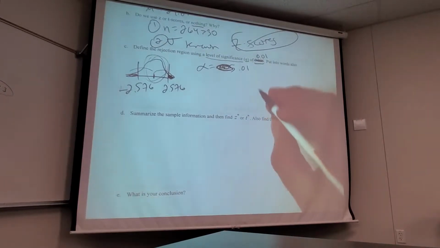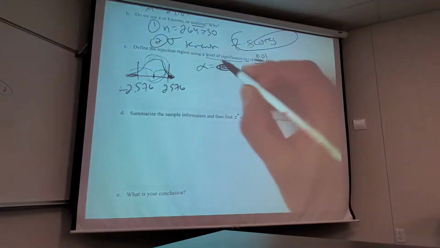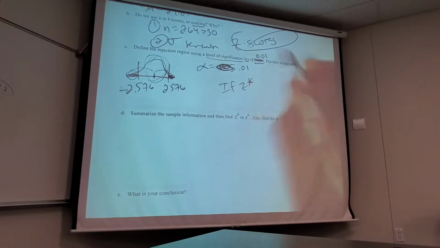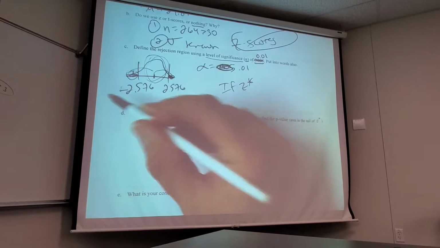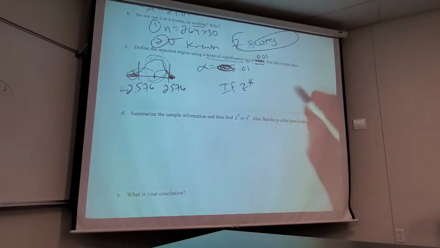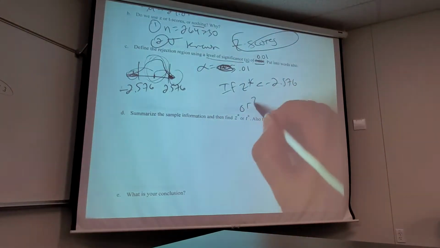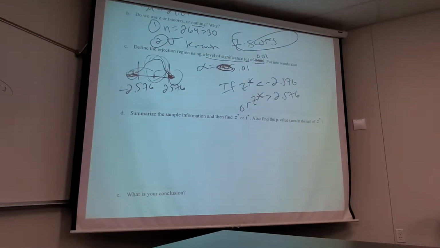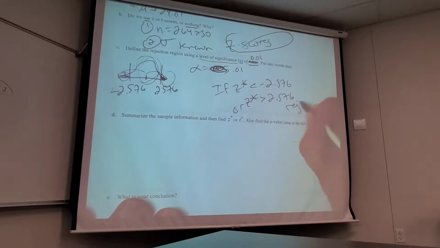So how do I say this in words? Where does my sample have to go in order to reject the null? How do I get in here, for example? My z-star has to be less than negative 2.576. Or how do we get in here? Greater than positive 2.576. And if we get in there, what can I do? What I just told you. Reject the null.